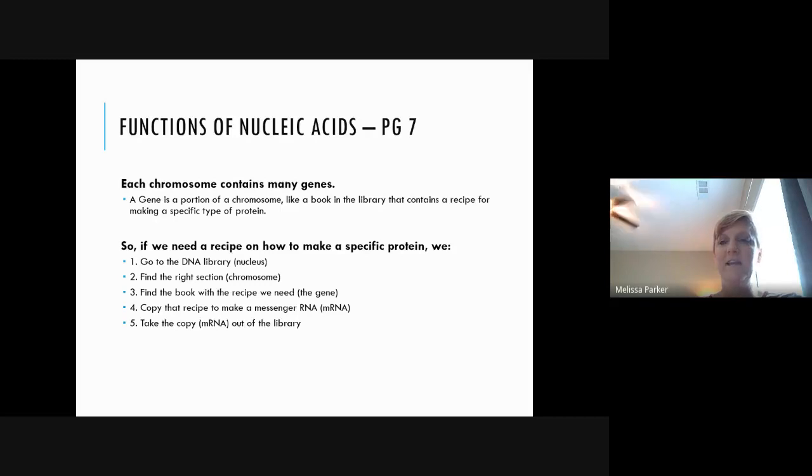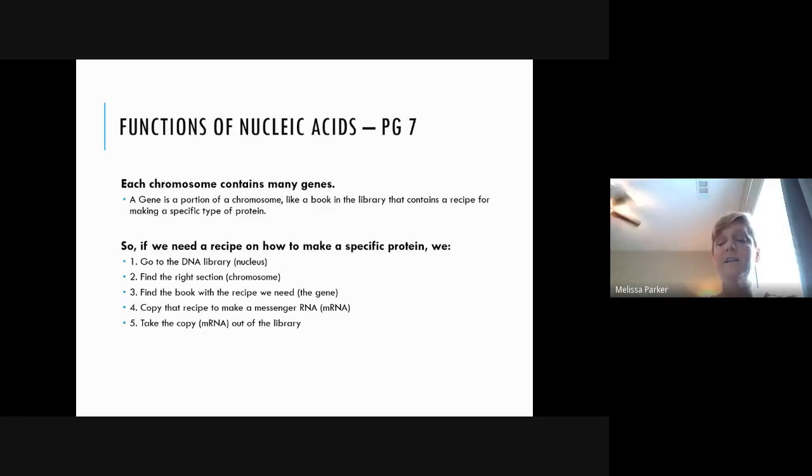If I needed to take that information with me, we had to do a Xerox where we would copy the information, kind of similar to how a copy machine copies the pages on the book. And so we could take that copy with us outside of the library, but we couldn't take that recipe or that book outside the library. It's the same thing here. We cannot take the DNA out of the library or the nucleus. It has to stay inside the nucleus where it's protected.